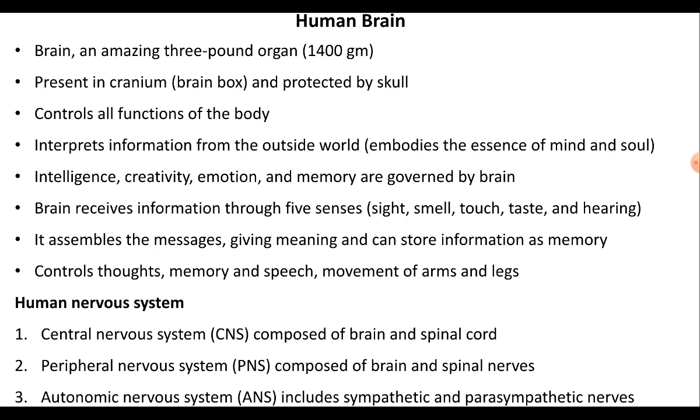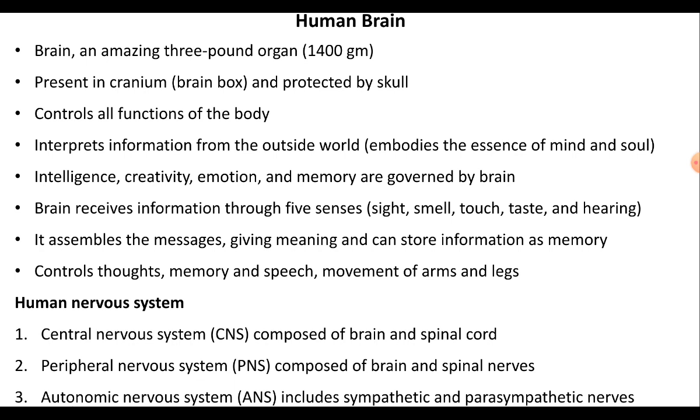Human brain. It is the most complicated and highly specialized organ of the body. Yes, brain is an amazing 3-pound organ. Means an adult human brain weighs for about 1400 gram in weight, and it has a volume of about 1500 cc. Whereas in a newborn baby, it weighs for about 400 gram and it becomes double after 1 year.